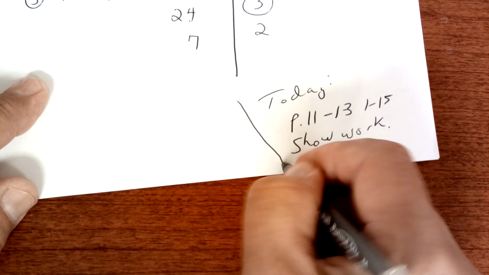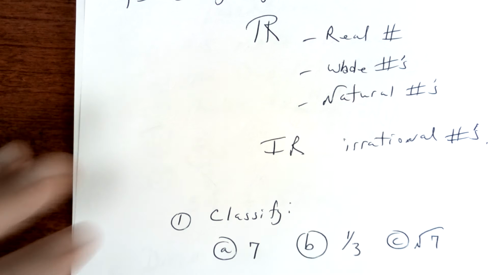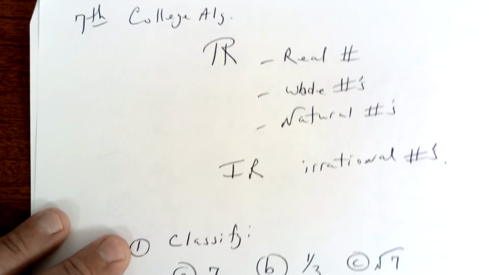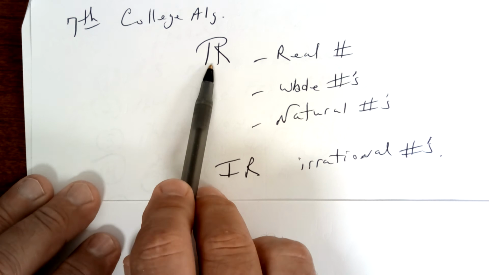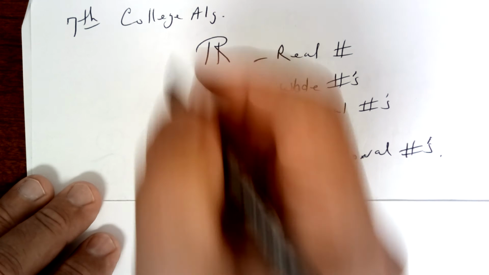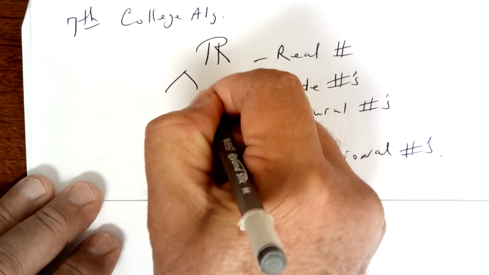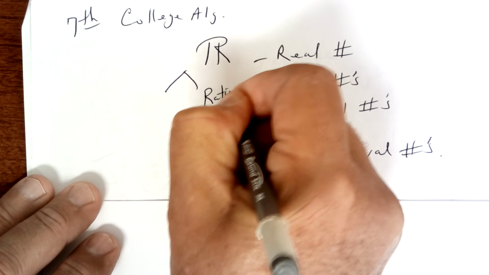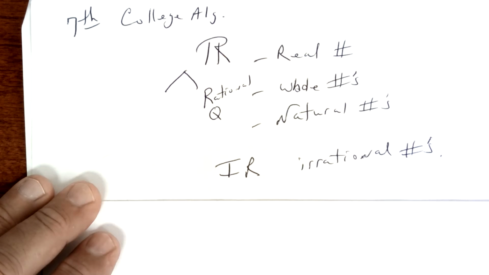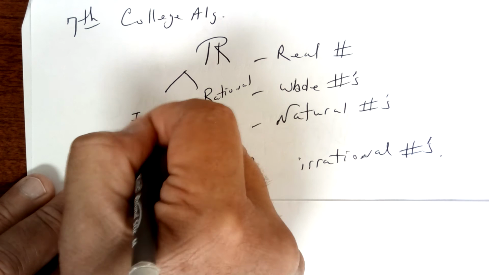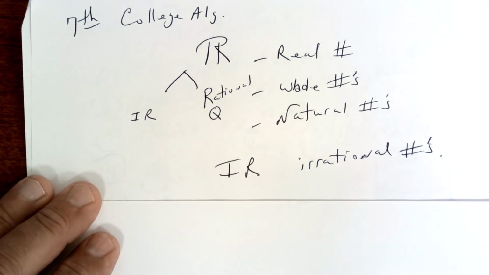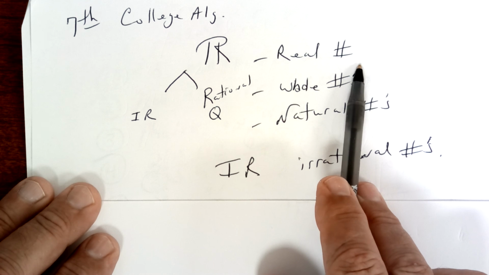Here's today's work. Let's turn our attention now to the next class, which is college algebra. Okay, so copy down everything you see right here. All right, so the real numbers right here represent rational numbers, and rational numbers use the letter Q. And then irrational numbers use IR. Okay, so real numbers are all numbers, both of these.